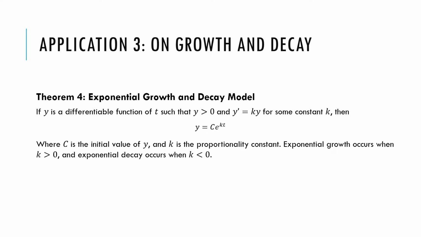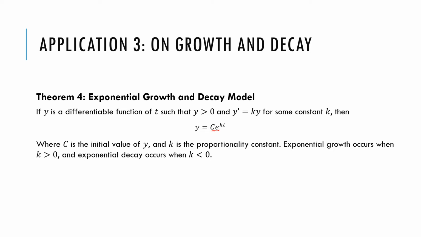problem. So this is the second to the last application. We have the exponential growth and decay. So recall your general mathematics function. Meron to. Alam to. So in theory for natin exponential growth and decay model, if y is a differentiable function of t such that y is greater than 0 and y prime is ky for some constant k, then y is equal to ce raised to kt. C yung initial value ng y, e is the Euler constant, k is the proportionality constant, and yung t yung time.